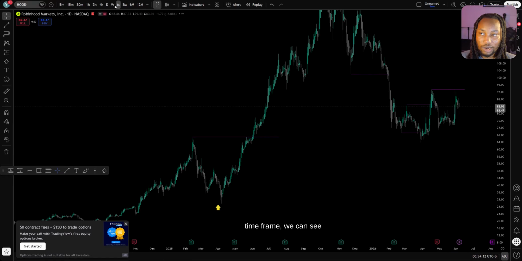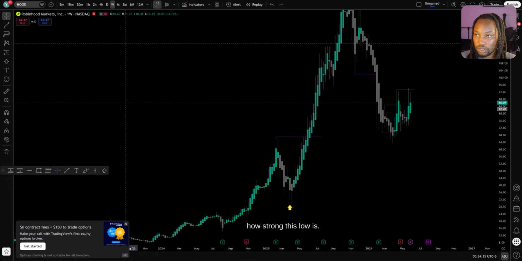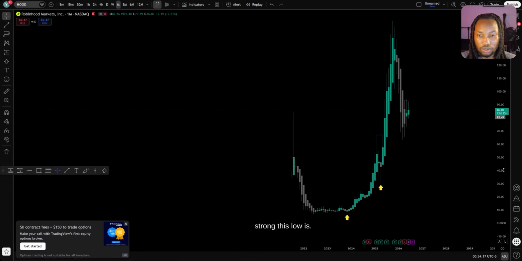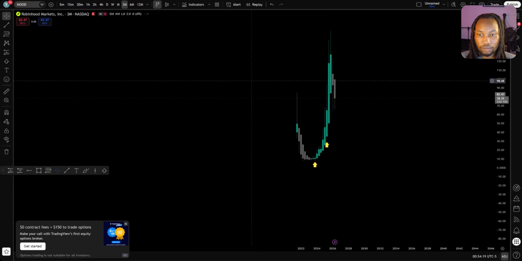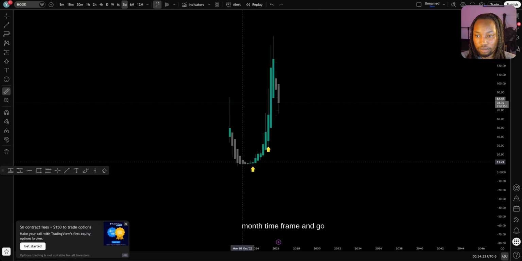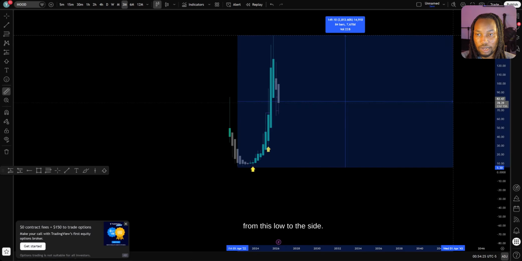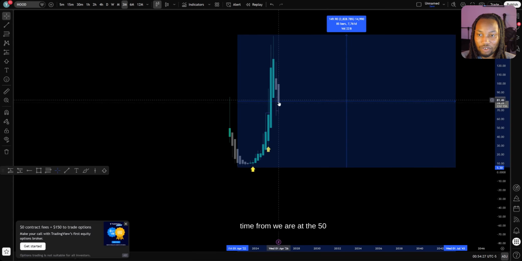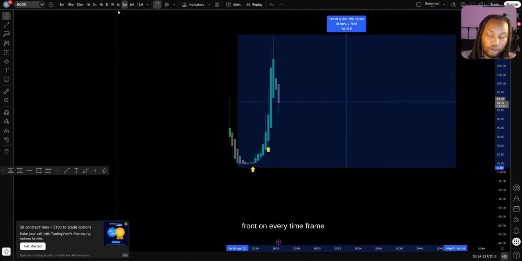Because if we go to the weekly time frame, we can see how strong this low is. On the monthly time frame, we can see how strong this low is, right? And if that doesn't work, we can go to this 3 month time frame and go from this low to this high. And look, on the 3 month time frame, we are at the 50%, so we can expect the buyers to start coming in right here. That's the whole point about looking at the 50% ranges on every time frame from the big time frames, because that's where you get the clearer picture from.